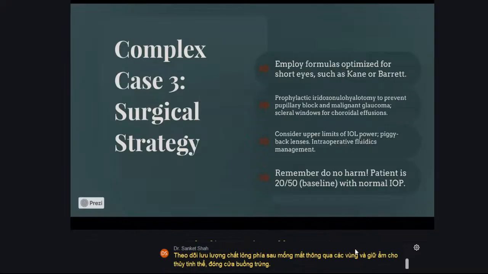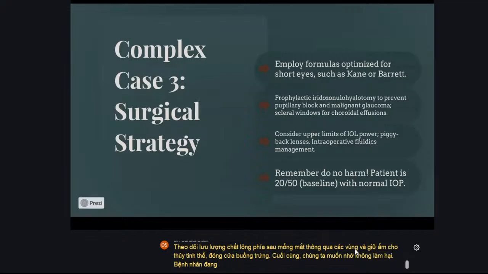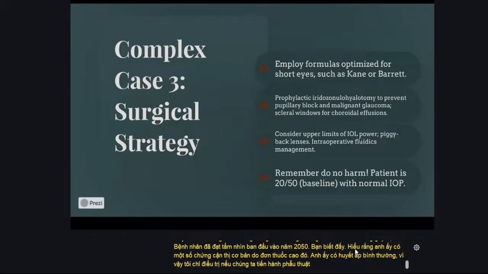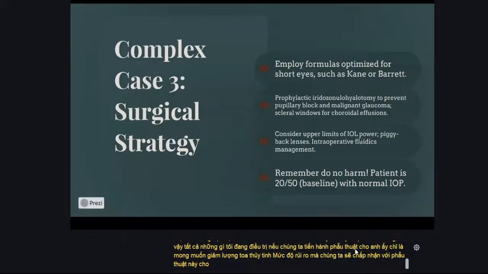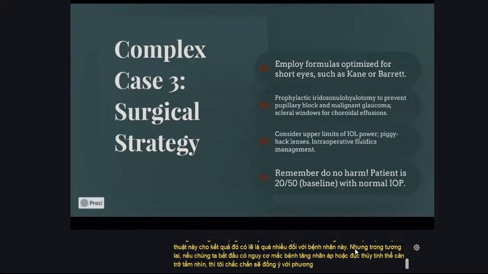Lastly, we want to remember to do no harm. The patient was at baseline vision of 20/50. You can understand he had some baseline amblyopia given that high prescription. He had normal pressure. So all I was treating, if we were to go through with surgery, was just a desire to reduce glasses prescription. The amount of risk we would undertake with this surgery for that outcome is perhaps too much risk for this patient. But in the future, if we start having a risk of glaucoma or cataracts blocking the vision, then I would definitely agree with the surgical approach that the vast majority of you chose.